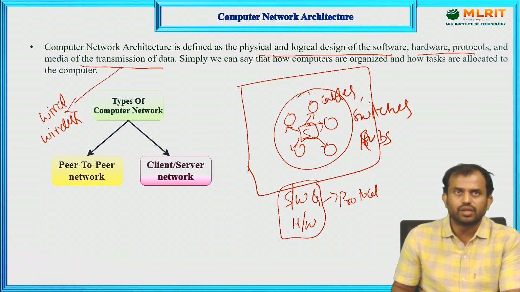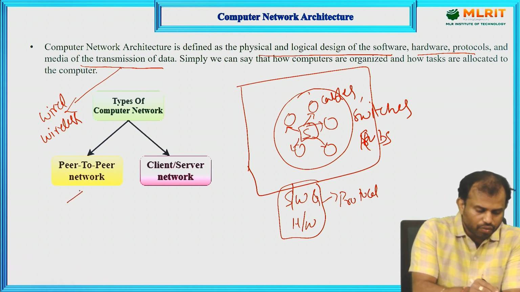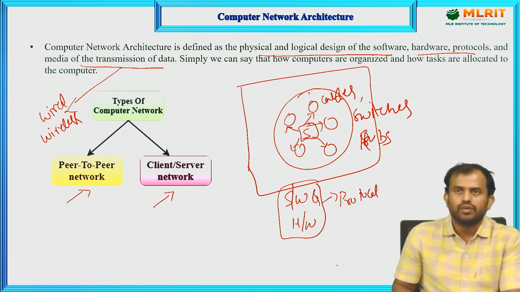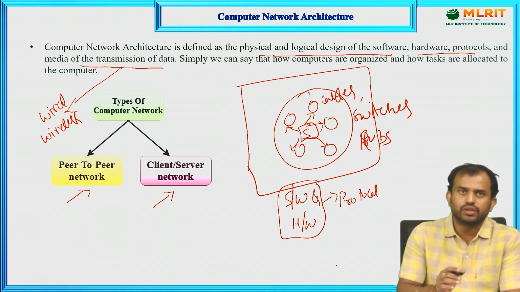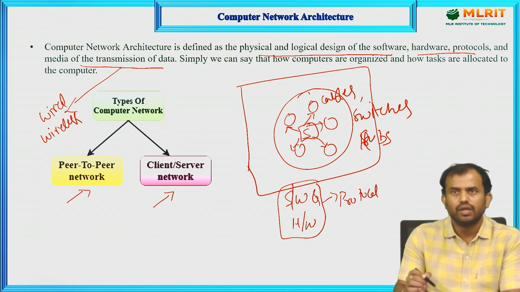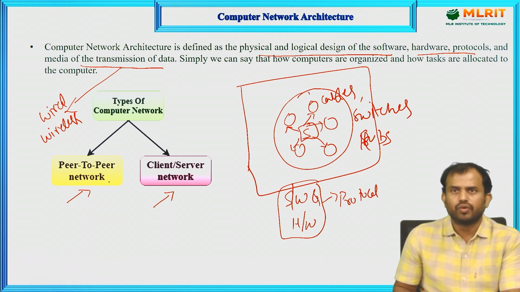This network architecture has two types. One is peer-to-peer network architecture and the other is client and server model architecture. In the previous session, we also focused on the client and server model. Here we analyze it in more depth: what is a client and server network model? As well as we focus on peer-to-peer network architecture.